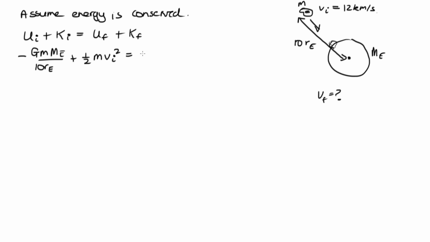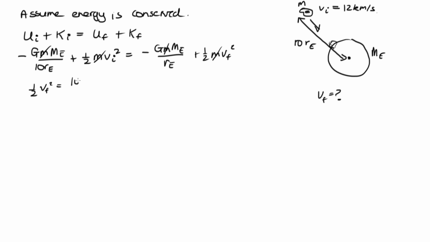And this is equal to the final potential energy, which is minus G times m times the mass of the Earth over, it ends up at the radius of the Earth, so 1 R_E, so that's here, plus a half m v_f squared. Now every term has a mass of the asteroid, so we can cancel those out. What we're trying to find is this final velocity here. So let's write a half times v final squared is equal to, we'll move this one over to this side, and what I'm going to do is times the top and the bottom by 10 so that it's got a common denominator with this term.